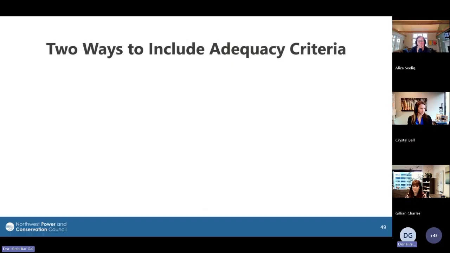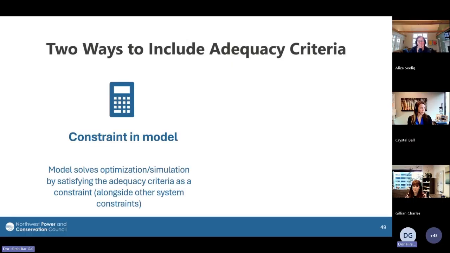There's two ways to include your criteria. This is a really important question because it depends on the tools that you use. You could use it as a constraint in the model. There are some adequacy models that solve for specific metrics. For example, you could have a simulation that would satisfy your loss of load expectation. In that case, the solution already satisfied your criteria.